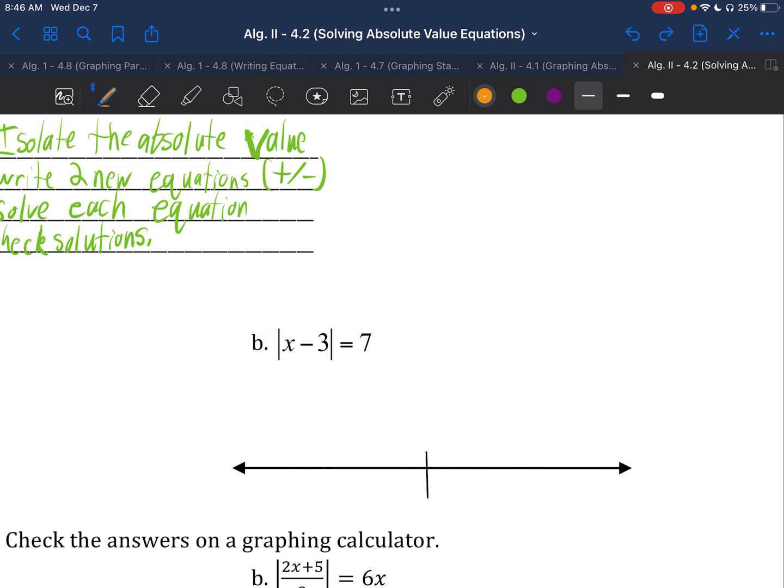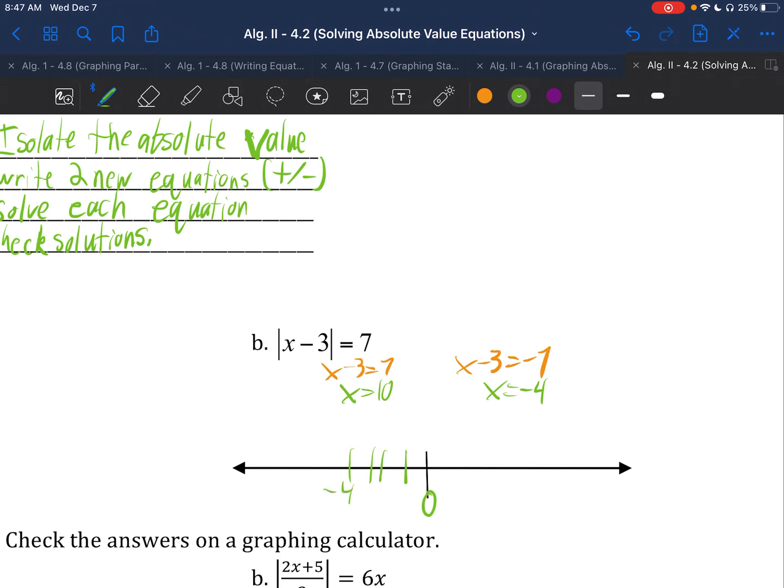Letter B, we have a little more to do. So the absolute value is still already by itself, x minus 3, because everything inside the absolute value has nothing outside with it. Then we make 2 equations. X minus 3 equals 7. X minus 3 equals negative 7. The left side stayed the same. The right side became a positive and a negative version. Now we solve these equations by adding 3 to both sides. So you get 10 by adding 3 to both sides on the left. On the right, add 3 to both sides, you get negative 4.